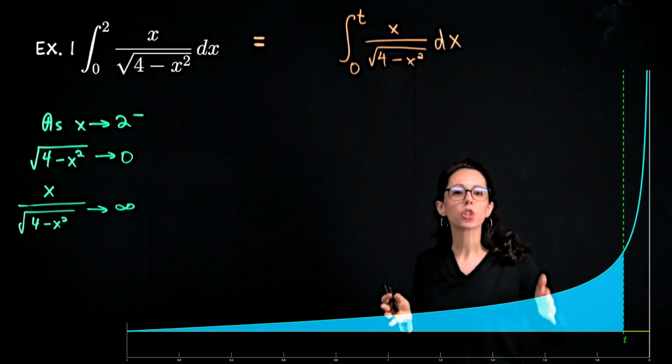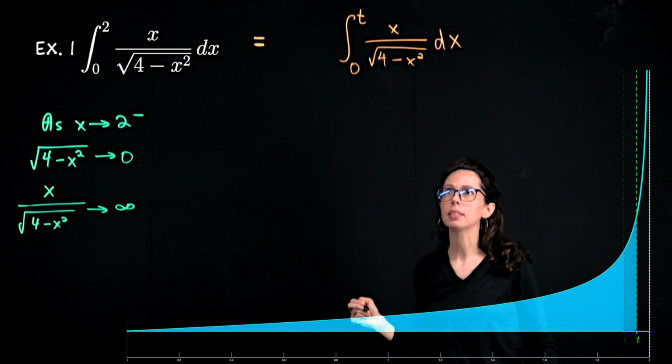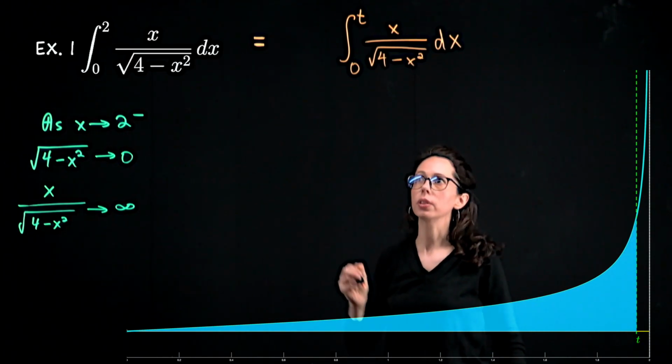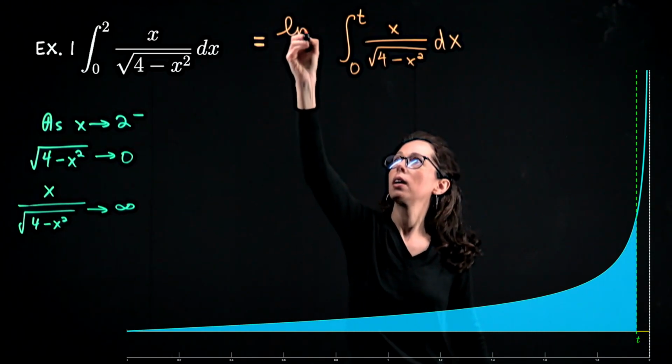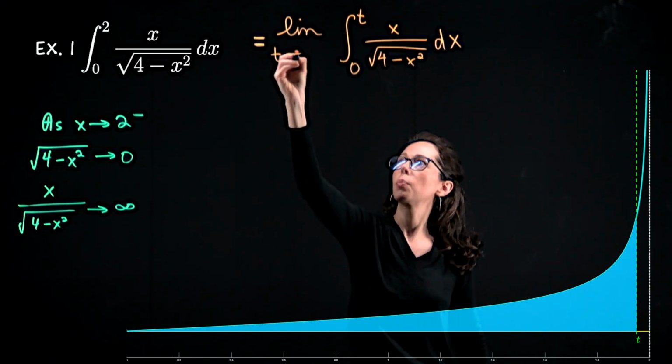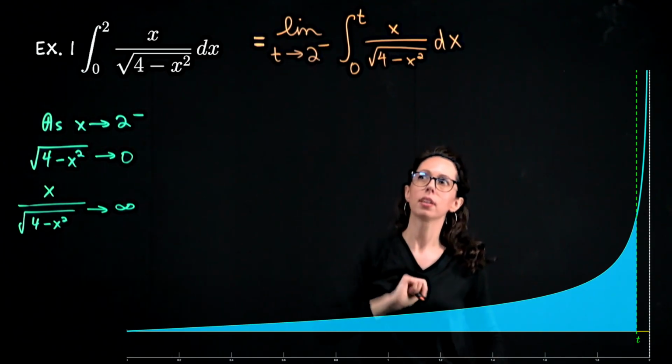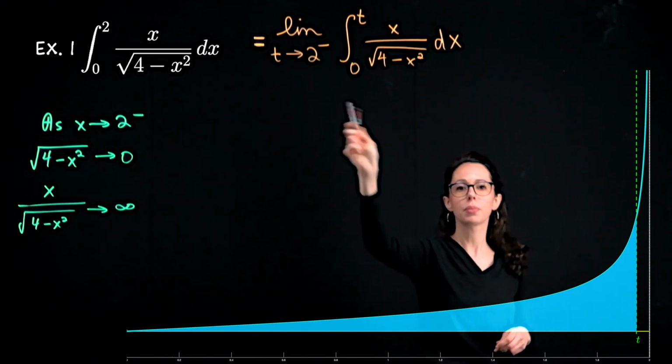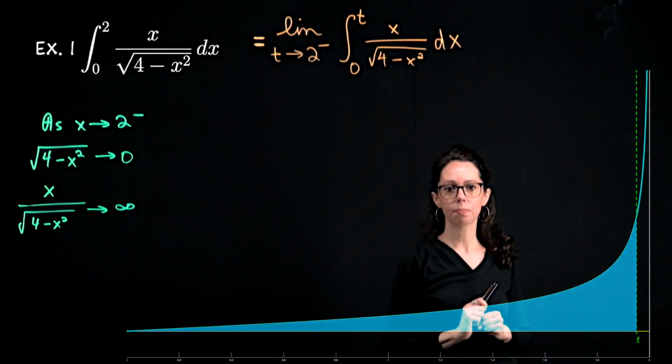But does the area trend anywhere? So in particular, what happens if we let t get closer and closer and closer to 2? So we'll say, what is the limit as t approaches 2 from the left of this integral from 0 to t of the original function?